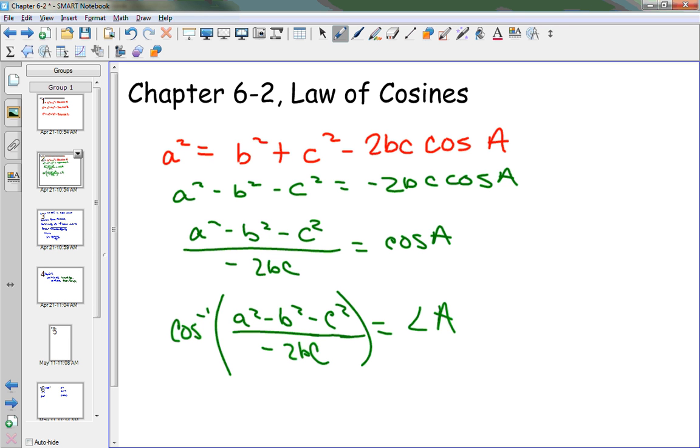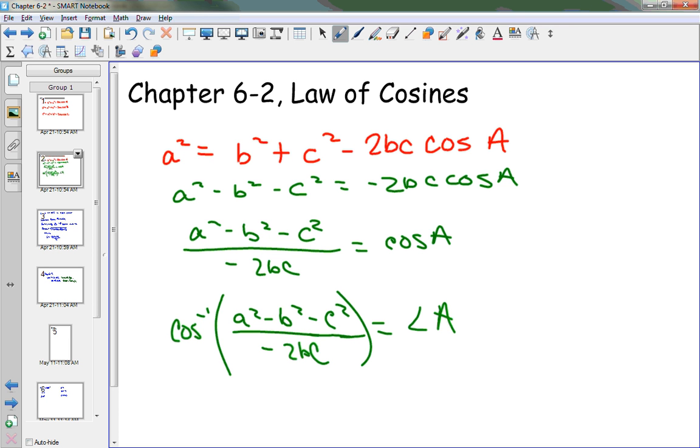Now explain to me why my formula looks different than their formula in the textbook on page 401. Well, this is solved for A also. They have the cosine of A is equal to b squared plus c squared minus a squared all over 2bc. I'm dividing by negative 2bc. Can I put the negative on top and distribute that negative to all three of those terms? It's totally legit, and that's exactly what they did.